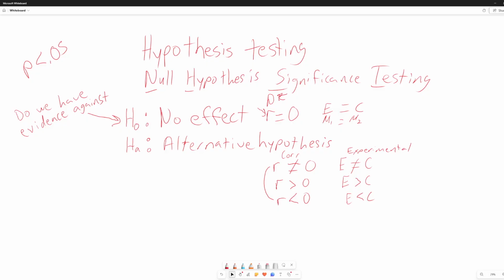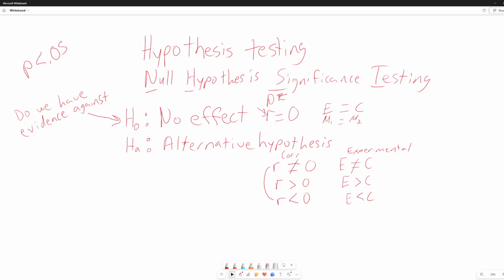Now, that being said, there is a little bit of a jump in logic here, and that's why null hypothesis significance testing has been criticized for decades. Saying that we have evidence against the null hypothesis is not the same as saying that we have evidence for the alternative hypothesis. And I realize that there is a little bit of a jump in logic there.